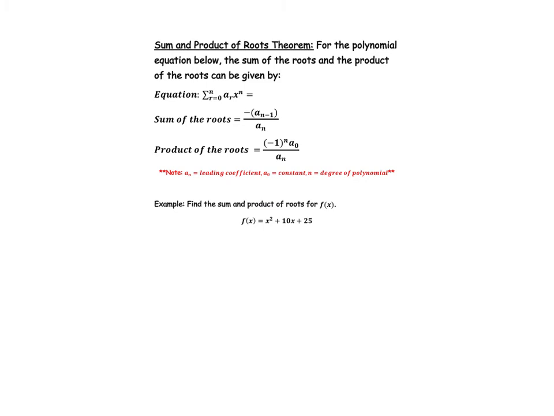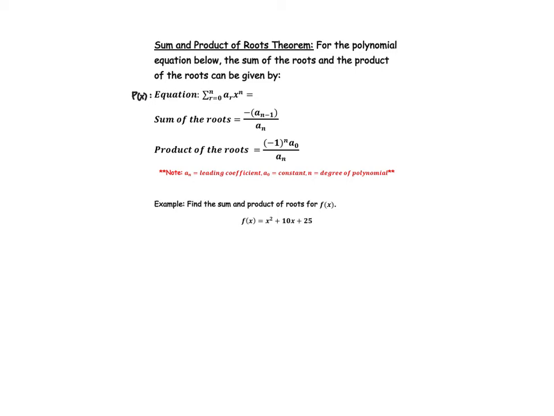Okay, so the sum and product of roots theorem, they're kind of combined here, so I'm going to talk about both of them at the same time. For the polynomial equation below, we're going to see it right here using this summation notation. The sum of the roots and the product of the roots can be given by, and we're going to build them based on this notation here. I'll explain as we go. So I'm going to build the equation of a polynomial. This equation will represent some polynomial p of x. Okay, and so I'm just going to plug in from r equals 0 up to r equals n.